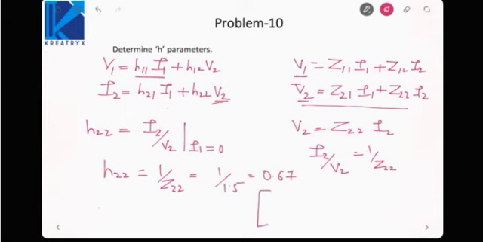So what are the parameters? First one was minus 3. Then second one we got as 3. Then this we got as minus 1. This is 0.67. So this will be your hybrid parameter matrix.